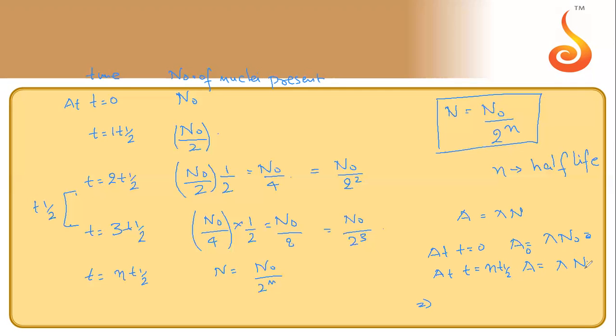Or you can directly say activity is directly proportional to the number of nuclei present. Here activity A will be A naught divided by 2 raised to power n. So for activity also we have the same formula, because when the number of nuclei present is N, the activity will be A, or you can say from here N equals A by lambda.